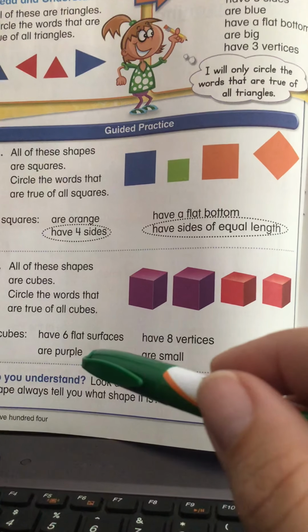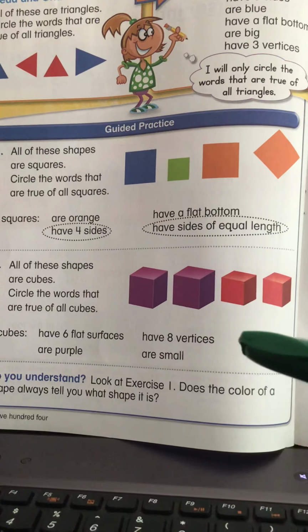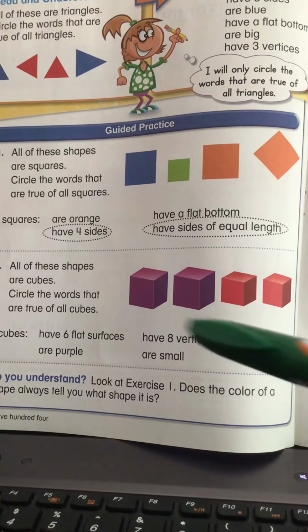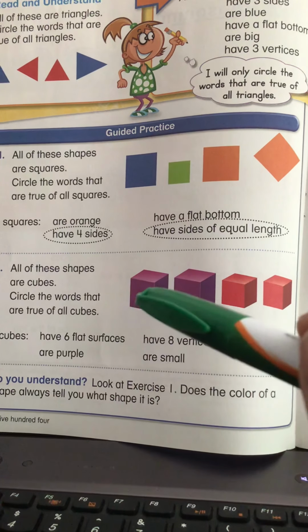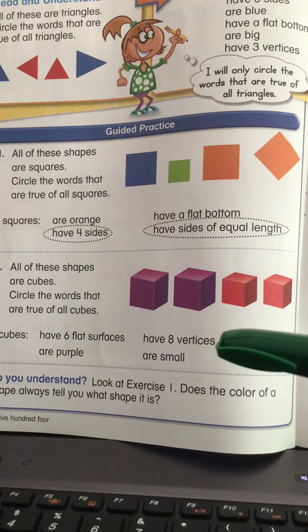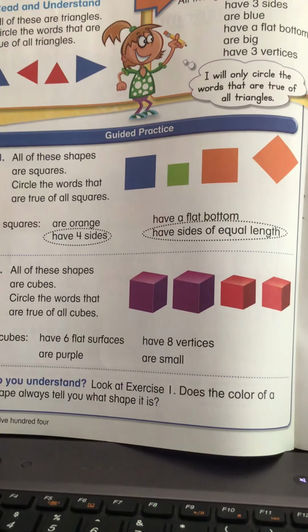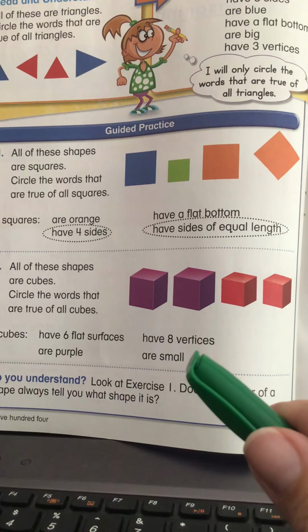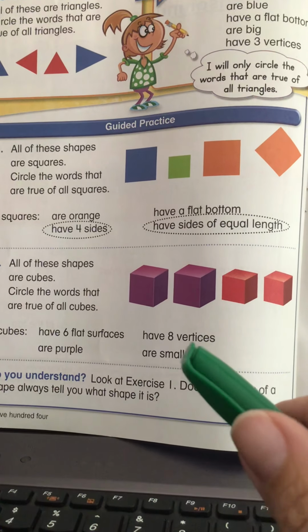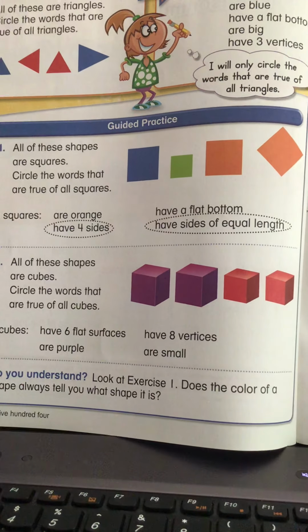Are purple. Are all cubes purple? No. Have eight vertices. The vertices are the points or corners. One, two, three, four, five, six, seven, eight. Yes, circle it. All cubes have eight vertices. Are small. Are all cubes small? No. So we should have circled have six flat surfaces and have eight vertices.